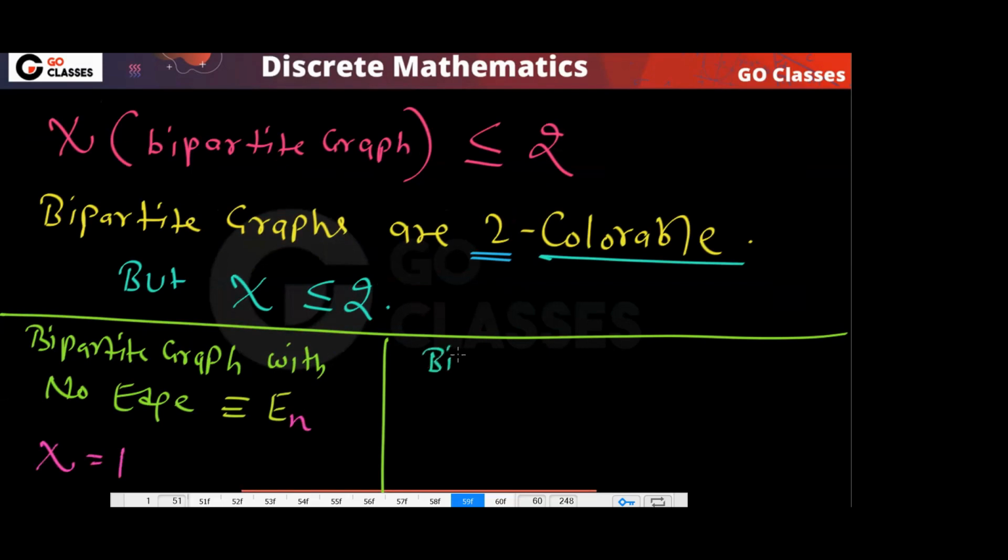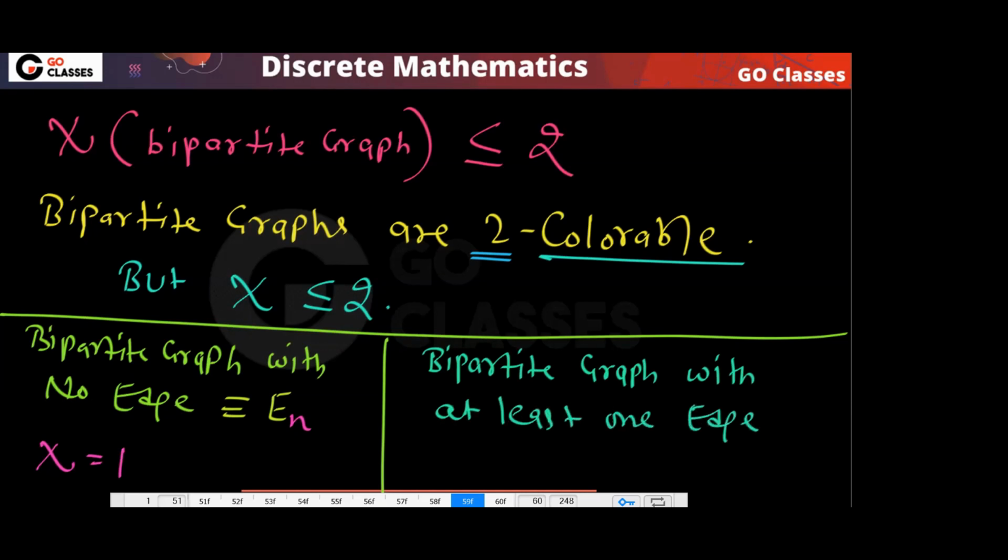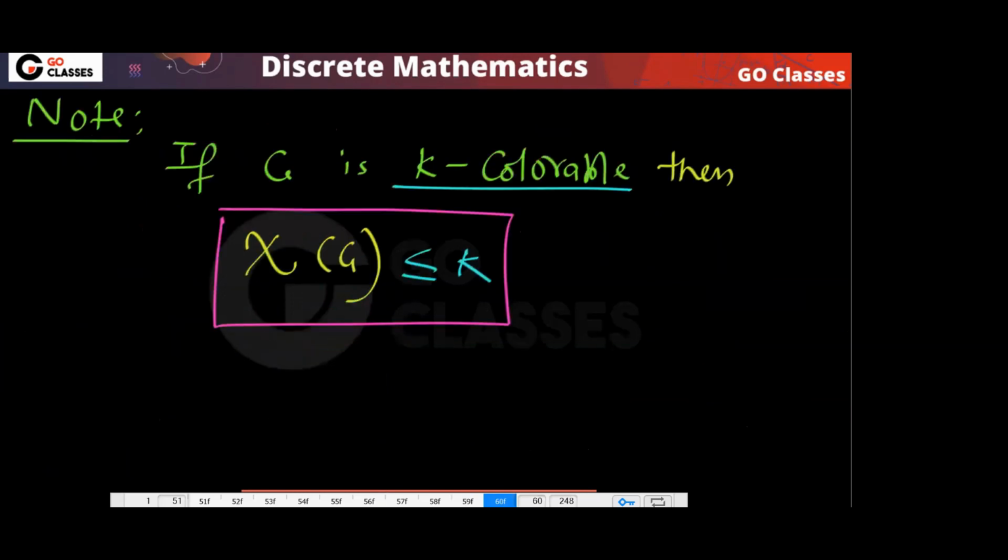And if your bipartite graph has at least one edge, only two cases are possible. If you have at least one edge, then you cannot use one color. So I can say the chromatic number will be 2 here. That is the reason the chromatic number is less than or equal to 2. Is it clear to everyone? Anyone has any doubt in this?